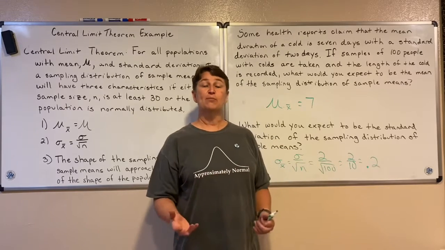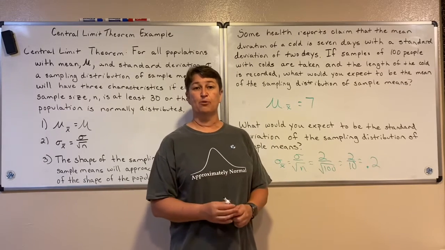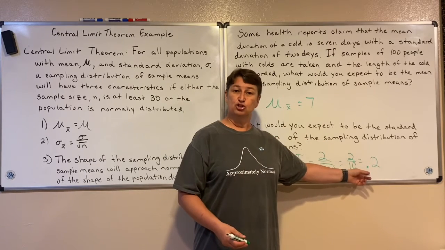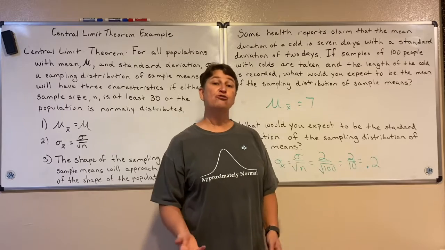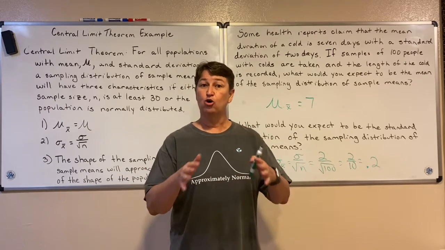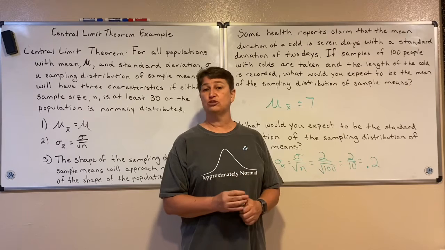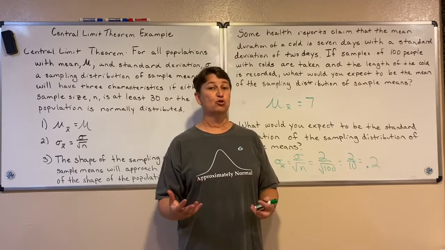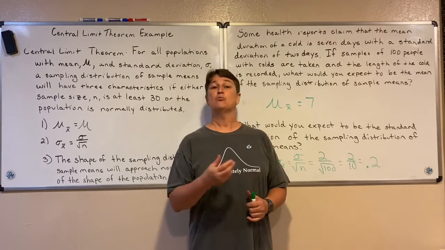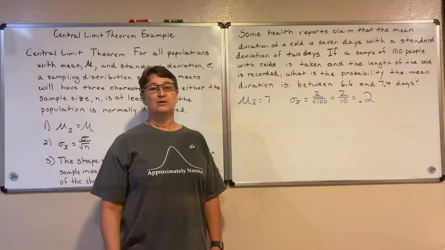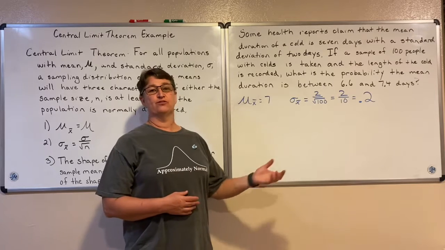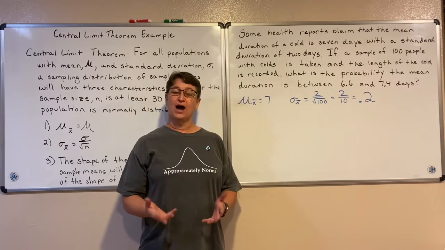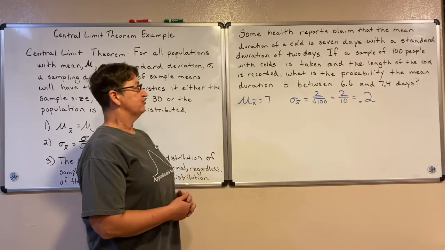So I know a little bit about my sampling distribution of sample means. I know that the mean should be about 7, and my standard deviation should be 2/10. And I'll also know that it'll have that nice bell-shaped curve, that normal distribution. And I can use some of my normal distribution rules, like the empirical rule, to help me find probabilities within that. So let's use the fact that we know that this sampling distribution of sample means is approximately normal to find a probability. So here's an example of that.